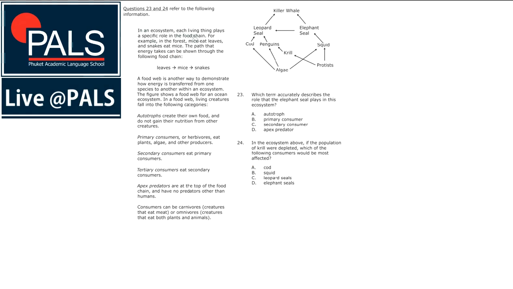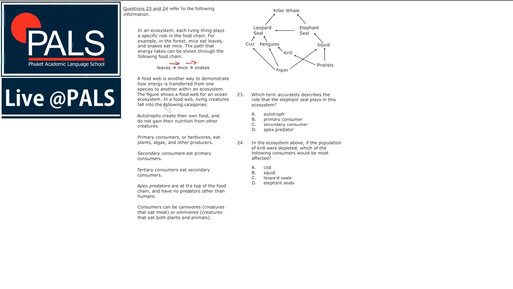In an ecosystem, each living thing plays a specific role in the food chain. For example, in the forest, mice eat leaves and snakes eat mice. The path that energy takes can be shown through the following food chain, and now the arrow shows the path of energy. A food web is another way to demonstrate how energy is transferred from one species to another within an ecosystem. The figure shows a food web of an ocean ecosystem.